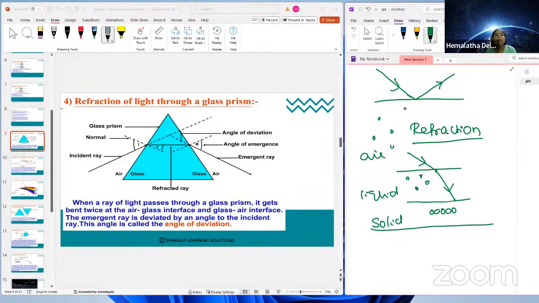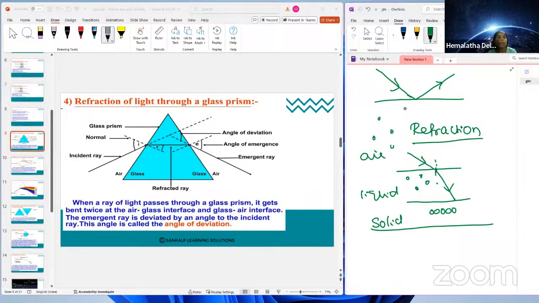So the bending of light takes place depending upon the density of the medium, and that is depending upon the change in the speed of the light in the medium. Now, what we are studying today is two more phenomena of light, that is dispersion and scattering of light. Now, let us see the refraction of light through a glass prism.